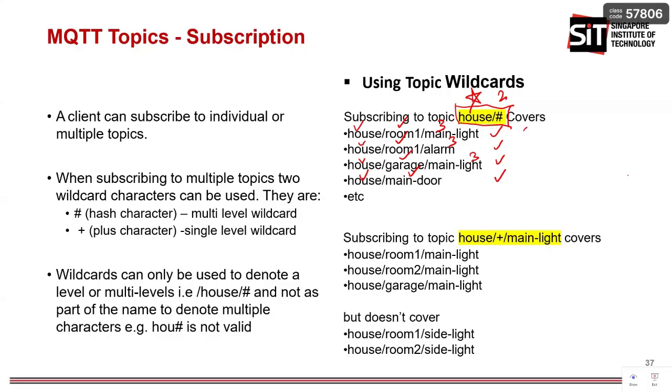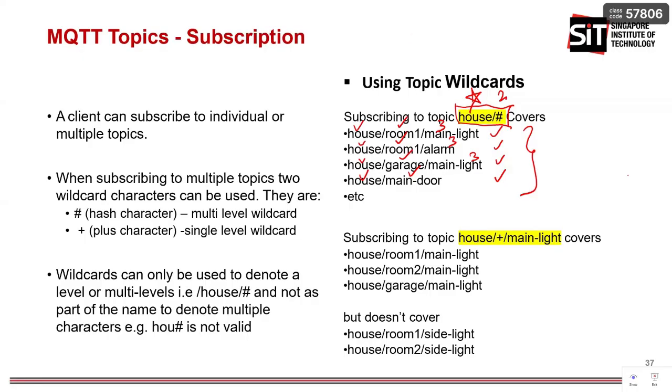Of course, whether all these topics are exhaustive, no, because we don't know how many different topics there are within the broker. As long as it meets the requirement of how we have described our topic, which is house slash hash, it would be acceptable. Let me get my laser pointer. So depending on what is available within the broker, as long as it meets the requirement of what we have specified in the highlighted text, house slash hash, it would be acceptable.